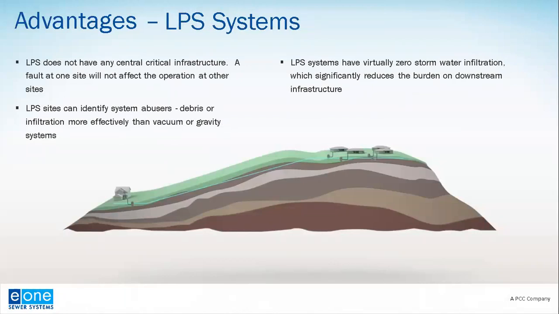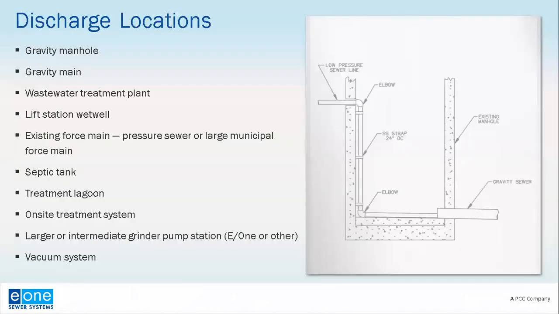E1 low pressure sewer does not have any central critical infrastructure to operate. A fault at one site will not affect the operation at other sites. This allows for quick restoration under certain conditions. Low pressure sewer can identify system abusers, debris, or infiltration more effectively than vacuum or gravity systems. Low pressure sewer systems have virtually zero stormwater infiltration, as mentioned, which significantly reduces the burden on downstream infrastructure and makes the entire system more predictable.